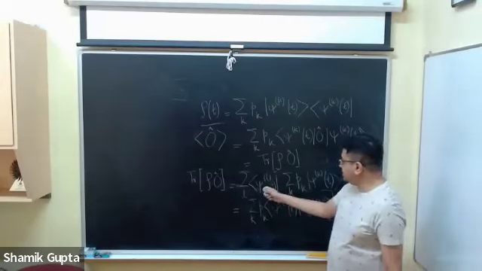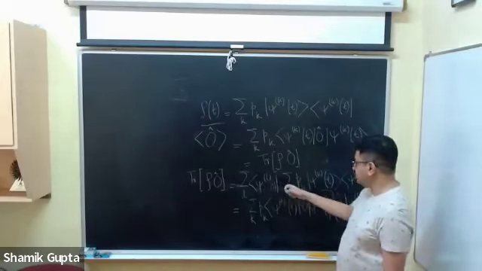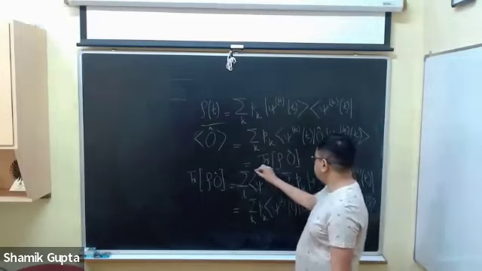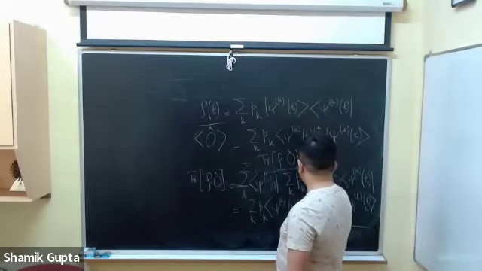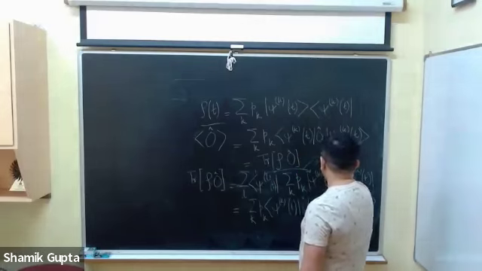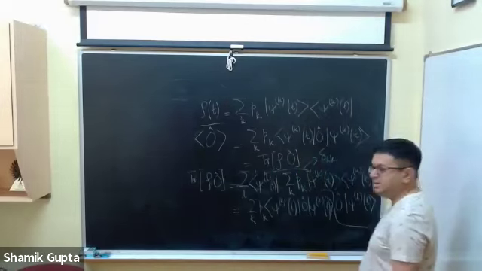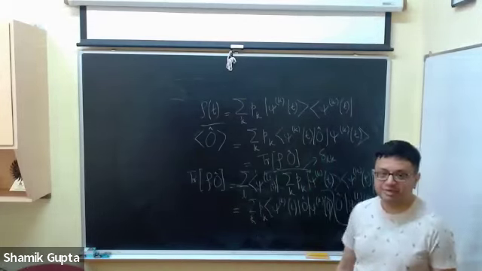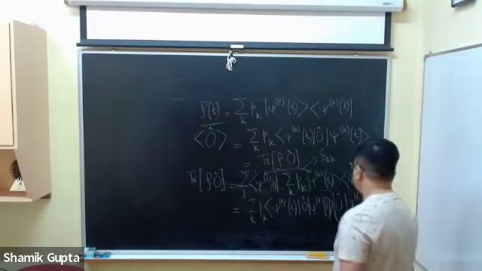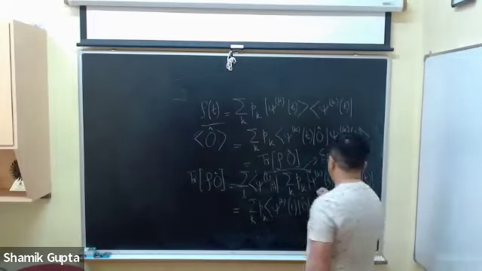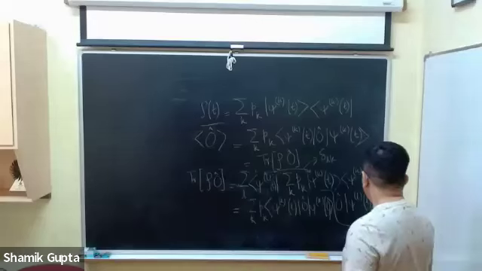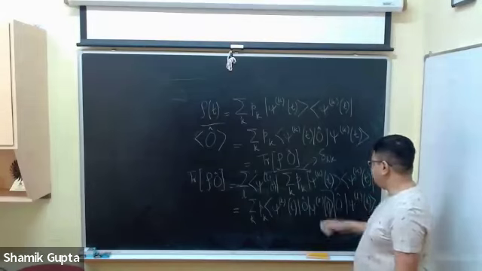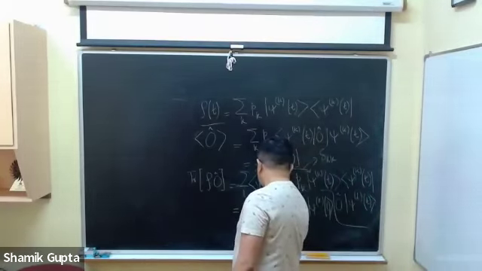Why? Because when I take the inner product of psi L t and psi k t, I will get delta of L K. So these two terms, when I take the inner product, I get delta LK. Therefore, when I do a summation over L, I have to retain only the term when L is equal to K. And when L is equal to K, this guy gets replaced by K.